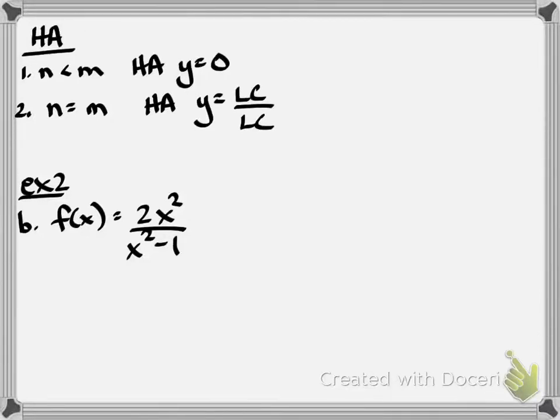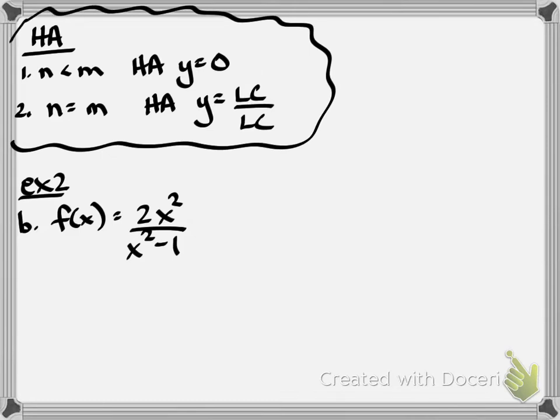Okay, I was almost done. I had 2 more examples I needed to do, so here we go. I've written the abbreviated version of the horizontal asymptote rule up here for us. And example B has f of x equal to 2x squared over x squared minus 1.